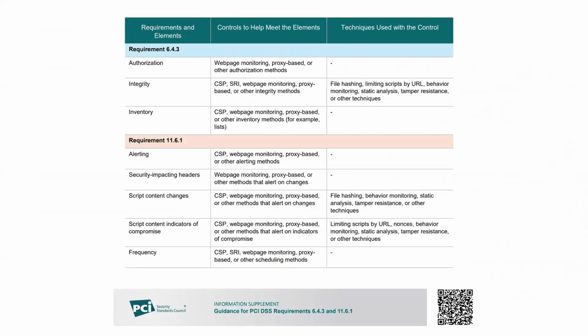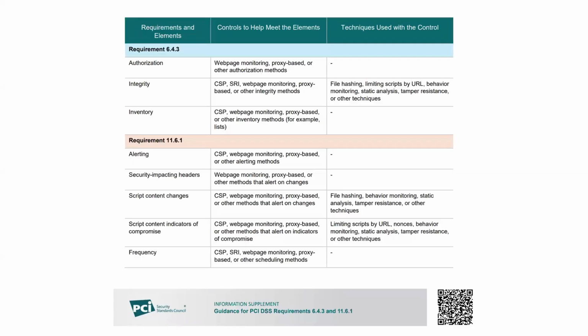Okay. And so this is sort of redacted. This isn't the full piece on display here. Obviously, you should know it by now. If you haven't, you need to get dug in, and get it off the PCI Council's website in the resources section. But they break down for you and say, okay, look, we've got to authorize. So you do monitoring, proxy-based or other authorization methods. We've got to ensure the integrity of the script. And they say CSP and SRI. Right? They also mention there are other approaches: web page monitoring, proxy-based or other integrity methods. For inventory, CSP. Again, they recommend or suggest that there are other tools out there.